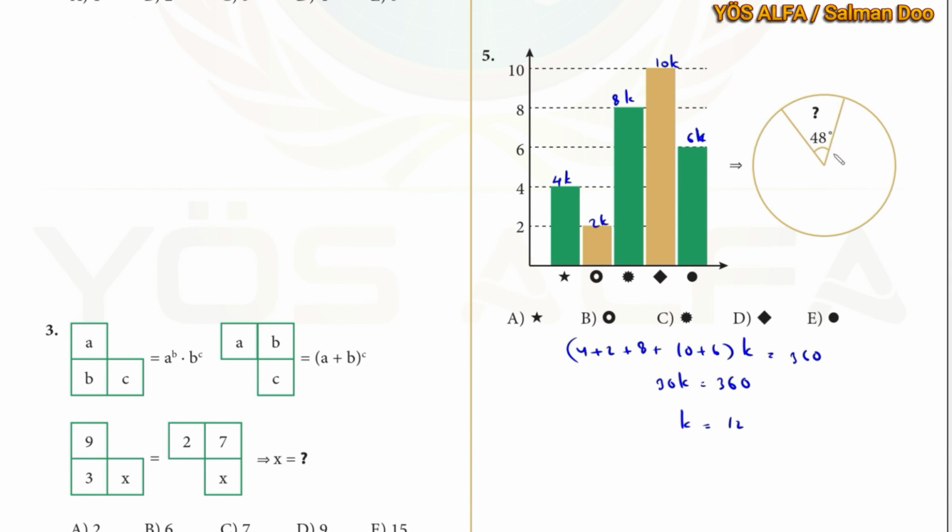So which one is equal to 48 here? 4K, K is equal to 12. 12 times 4 is 48. So our answer is going to be star.